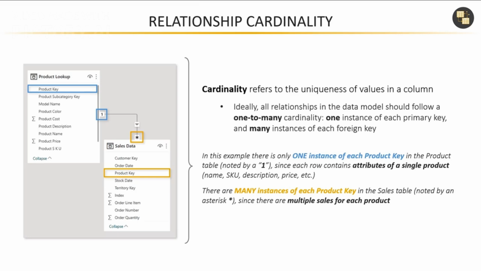Cardinality defines the uniqueness of values in a column. Ideally, relationships should follow a one-to-many cardinality for accurate data modeling.